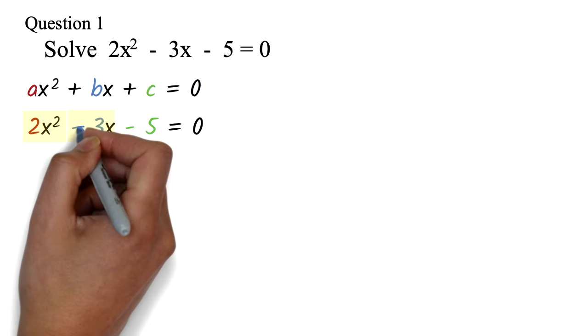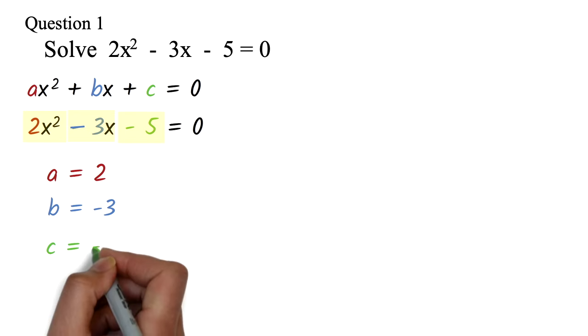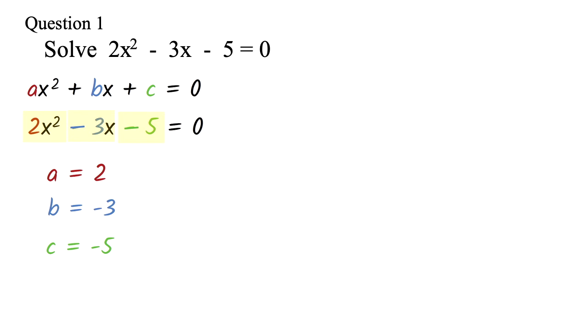Please note that the minus is the sign of the number following it. That's why we have -3. Then c is the constant. Here, the c value is -5. Again, the minus is the sign of the 5. That's why we have -5.